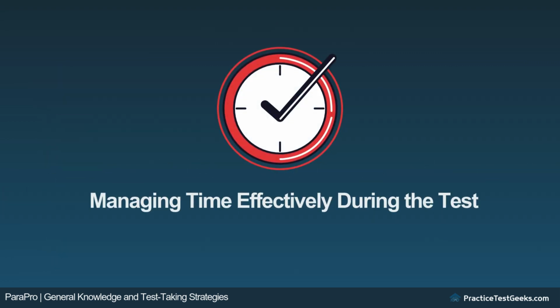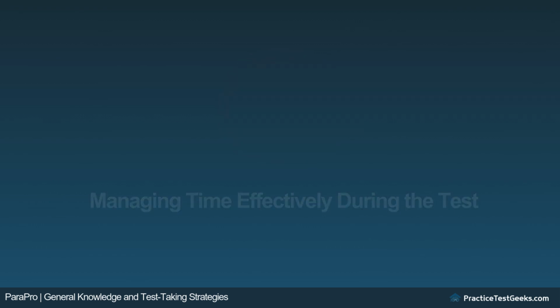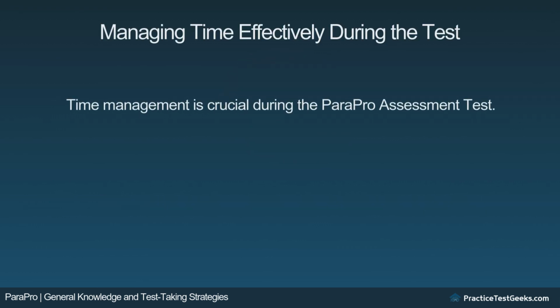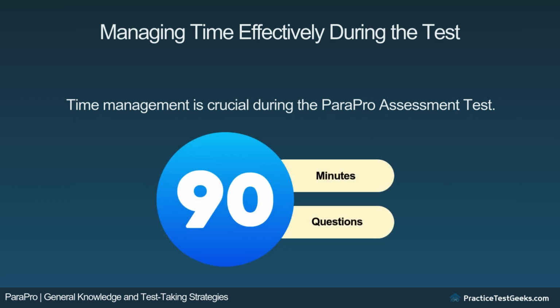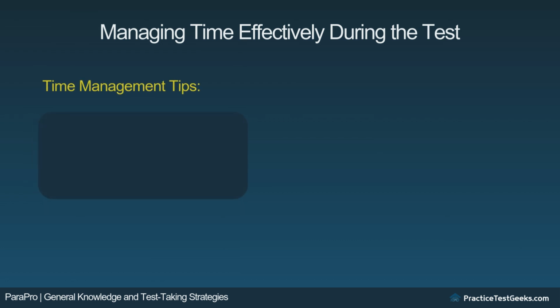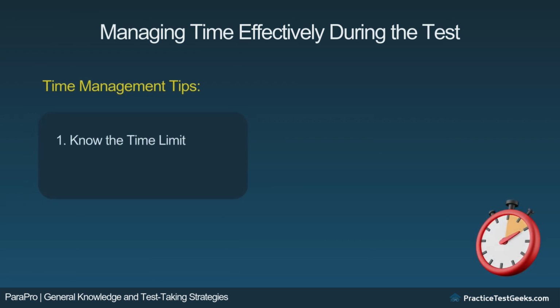Managing time effectively during the test. Time management is crucial during the ParaPro assessment test, as you only have 90 minutes to answer 90 questions. Efficiently managing your time ensures that you can complete the test and have time to review your answers. Time management tips. 1. Know the time limit. You have 90 minutes for the test, meaning you should aim to spend about 1 minute per question.